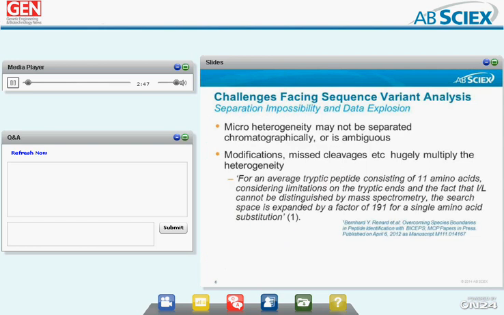So, of course, we know that there are a number of challenges facing sequence variant analysis. There's so much microheterogeneity in many of these samples that it might be ambiguous or difficult to see what's in there. And, of course, you might not be able to separate many of them chromatographically either. There might be a number of post-translational modifications that weren't anticipated or miscleavages and so on. The list is reasonably endless. And I have an example here from a quotation from one of the papers that highlights how even in a stretch of 11 amino acids, if you just change one of those, you might end up expanding that search space by a factor of 191. So it's really a mathematically huge problem if you don't approach it logically.